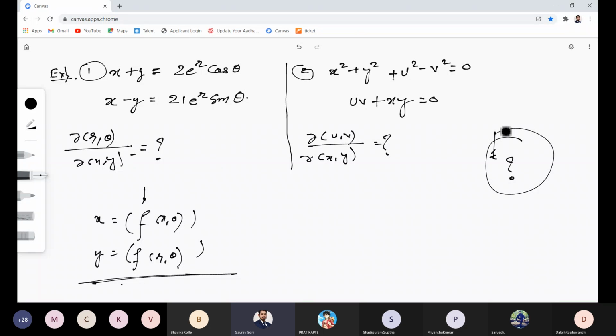Okay, what is the problem? The reason why you are not able to find out the Jacobian here. Can you identify? If we multiply uv and xy by 2 and add the second equation to the first equation, then it will be (x plus y) whole square and (u minus v) whole square equals 0. So what?